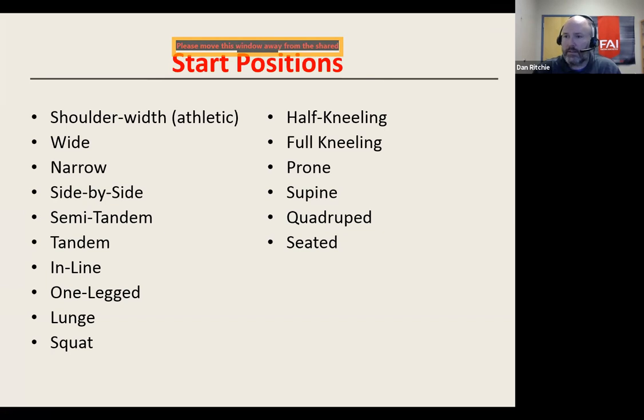A lunge stance, and there's different depths of lunges. A squat stance, there's certainly different depths of squat. There's lots of different starting stance positions. It's not just shoulder width apart. Half kneeling, full kneeling, prone, supine, quadruped, and of course, seated is a starting position. So we don't throw seated out. It's one of about 15 we have to choose from.